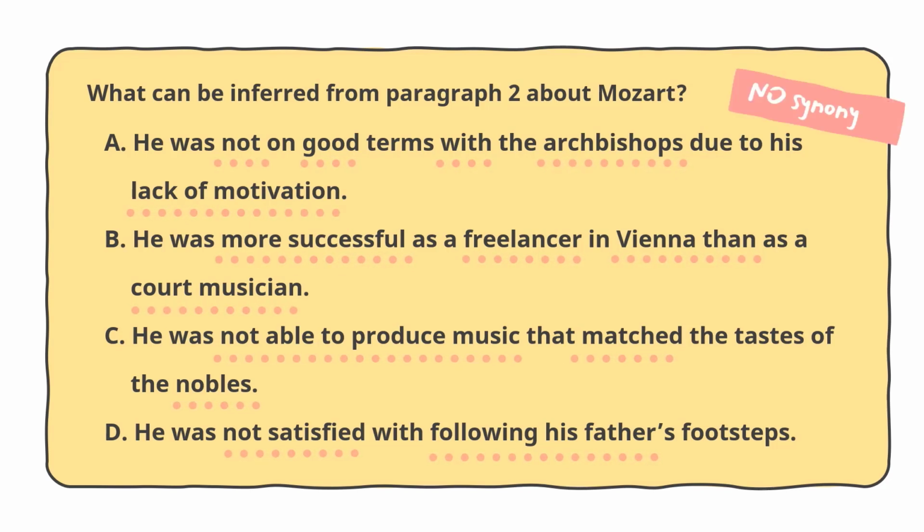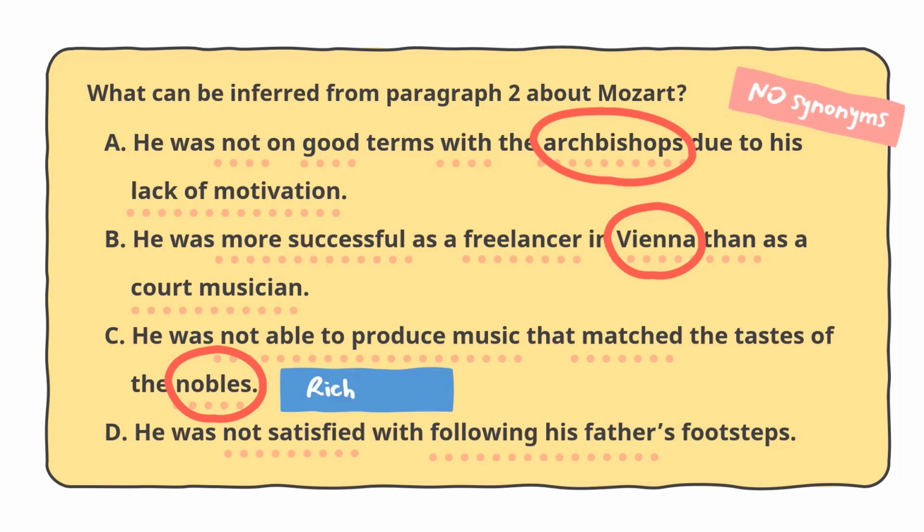But there's no synonyms for some special words. For example, A. Archbishops is a complicated word. It may show up in the paragraph. B. Vienna is a place, so it doesn't have synonyms. Pay attention if you see it again. C. Nobles, maybe rich people. D. Father, it doesn't have synonyms either.